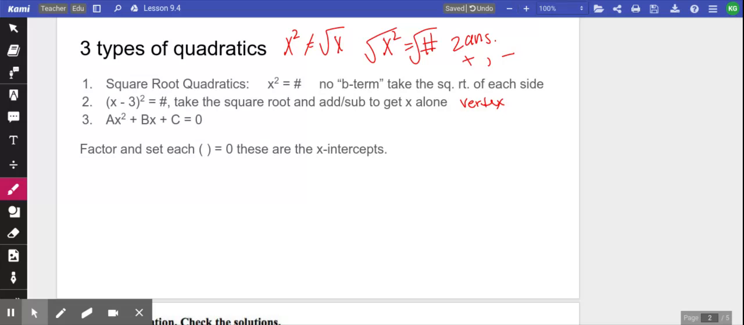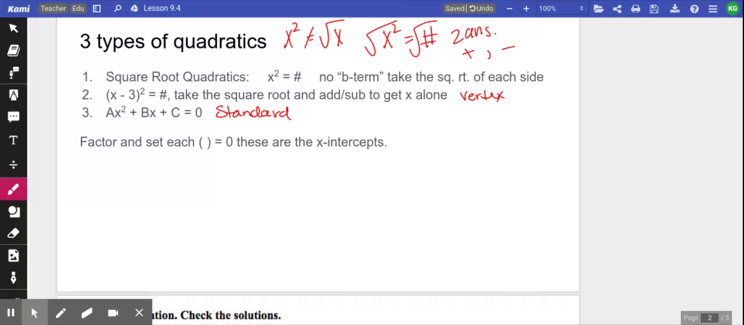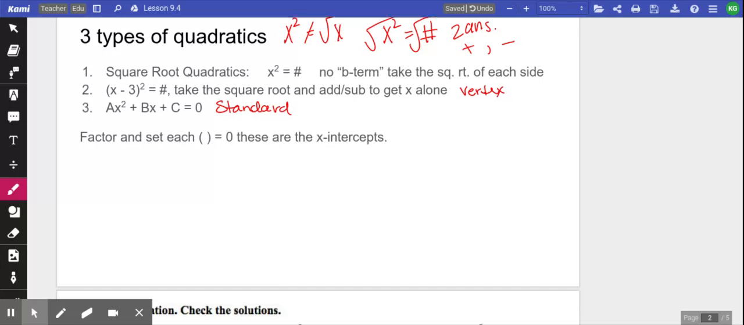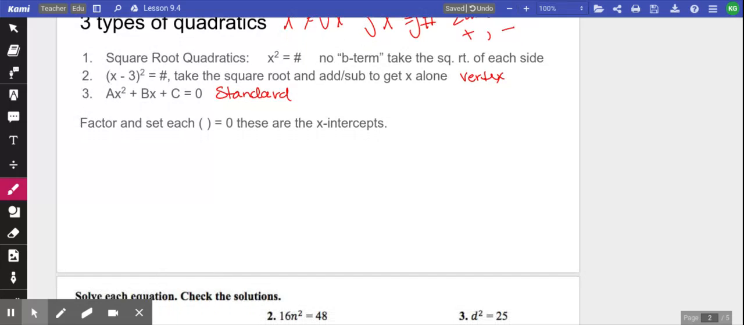Then the last type we're going to have is a standard form quadratic. And that one we're going to go back to our last chapter about solving for the binomials that were FOILed to get that, and then we're going to set each of them equal to 0 and find the x-intercepts.